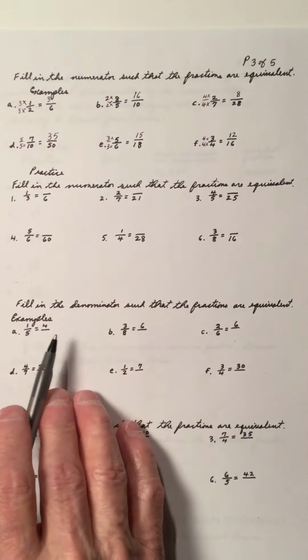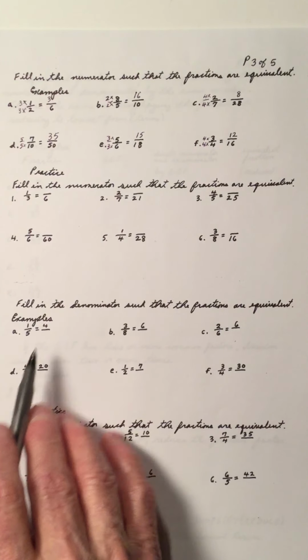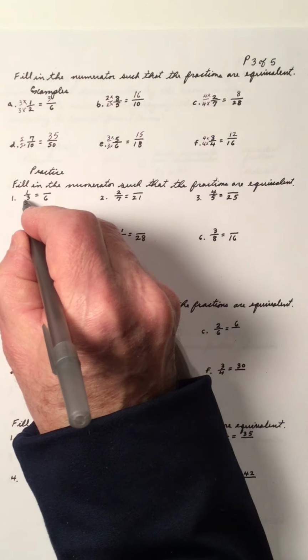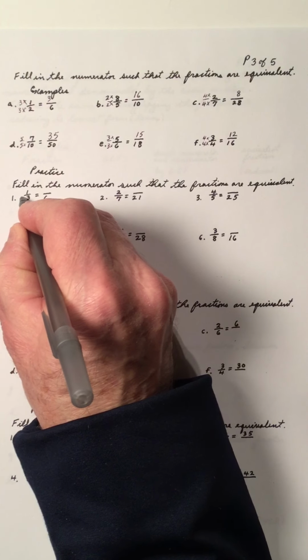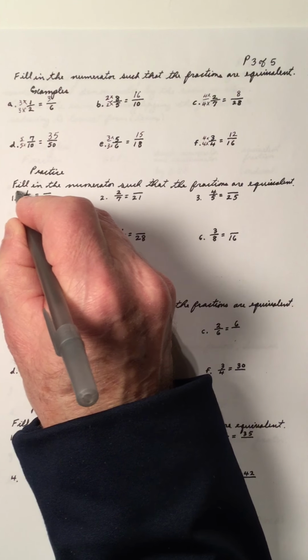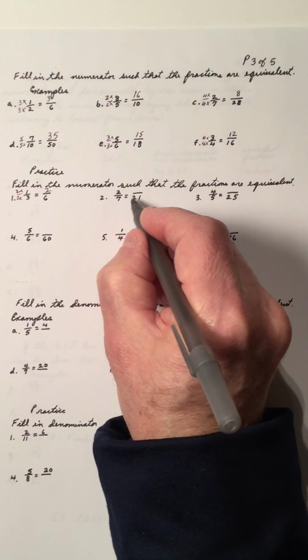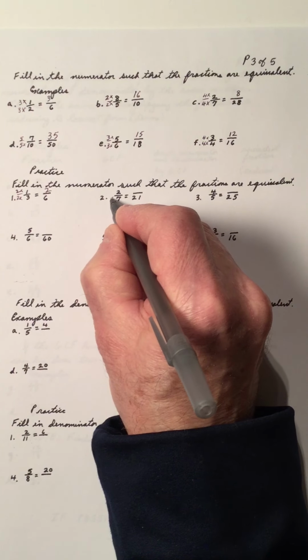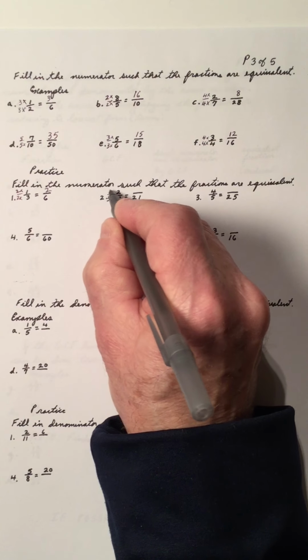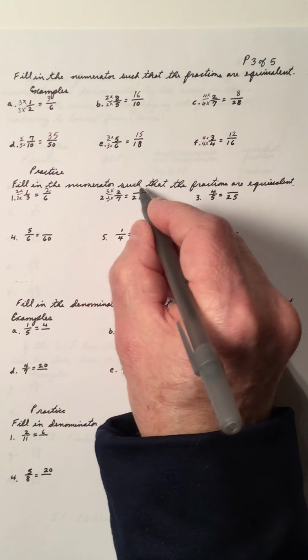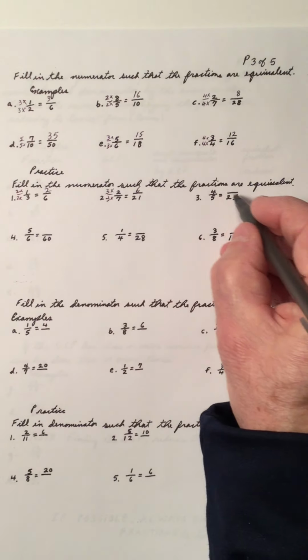Practice. You work out these. Pause. Play it back. 3 times 2 makes 6. So we multiply the top by 2. 7 times 3 gives you 21. So 3 times 2 is 6.